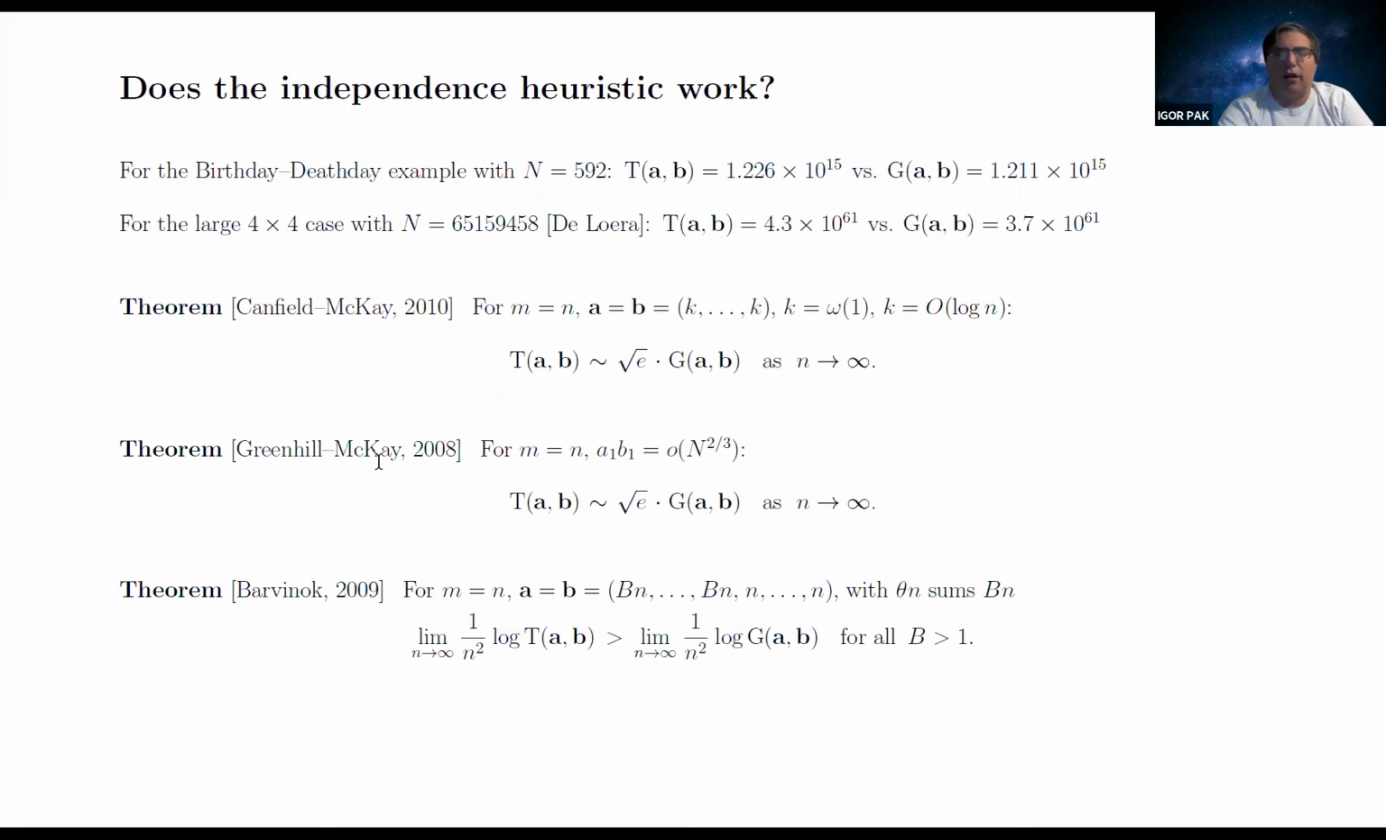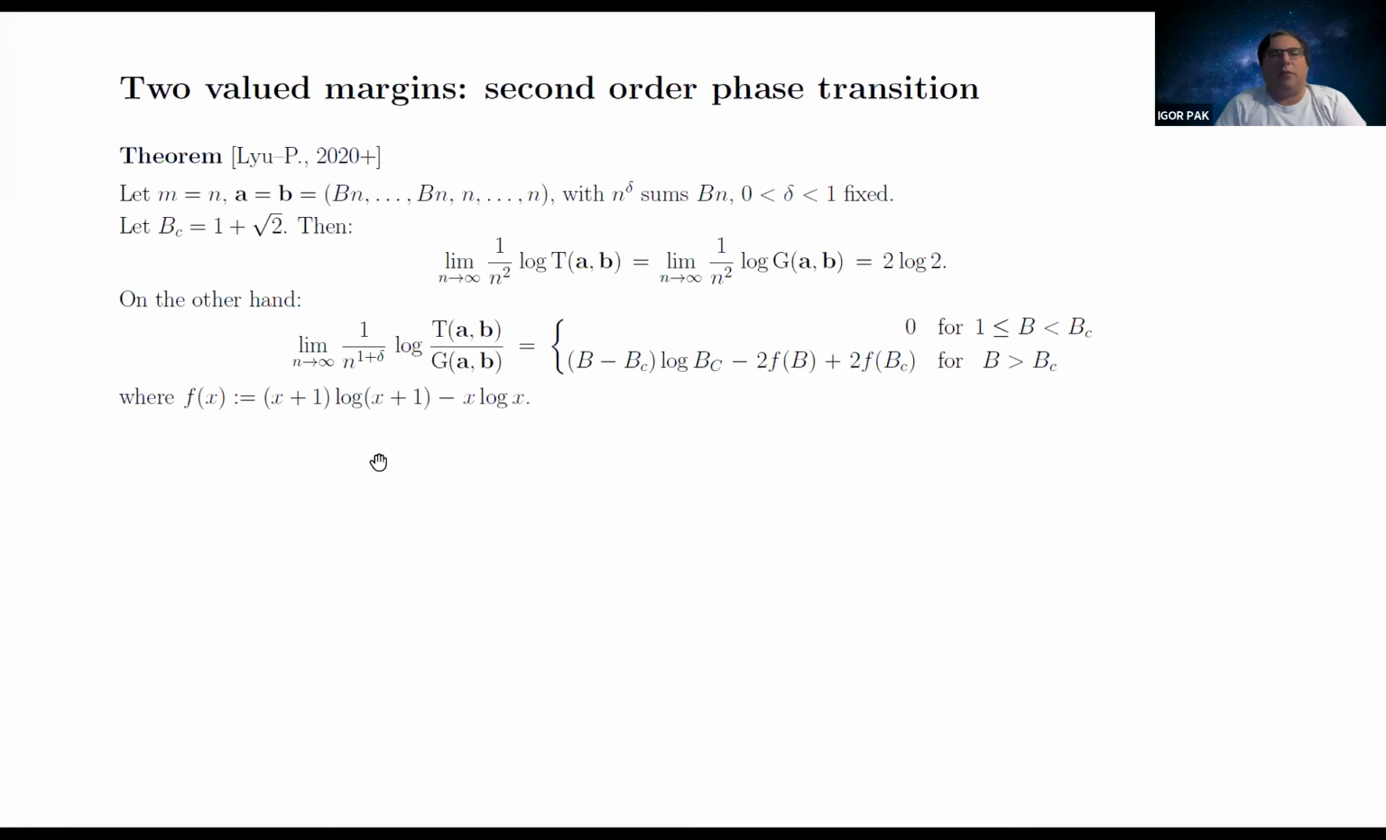So before I explain a little bit more, let me tell you my latest result. This is so recent; it's just a few days old. This is with Han, who I can see in one of the squares in my Zoom. What we proved is that if you have two types of margins, suppose the number of Bn's, the larger ones, is fairly small. It's not a constant proportion, but n to the delta, where delta is somewhere between 0 and 1.